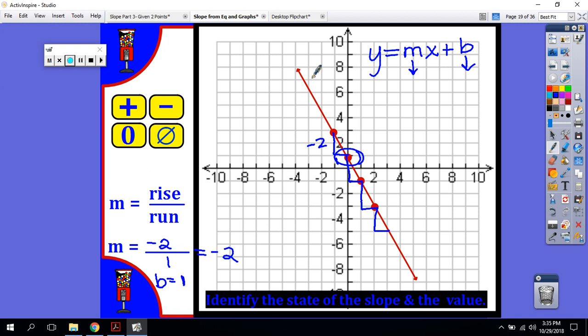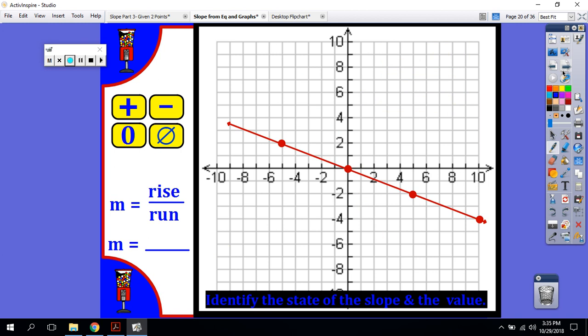So the equation of this line would be y equals m, which is -2, x, and instead of plus b, we're going to put +1 from the values we found. So the slope of this line is -2. The equation for this line is y equals -2x plus 1 because it crosses at +1 on the y-axis and the slope was -2. Let's do another one, number 6.